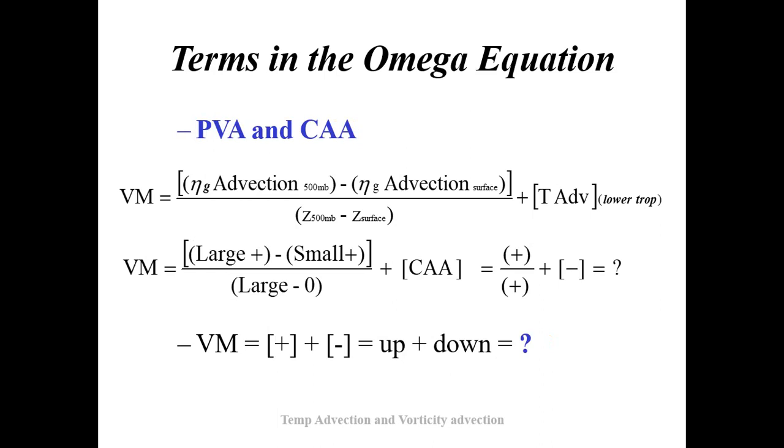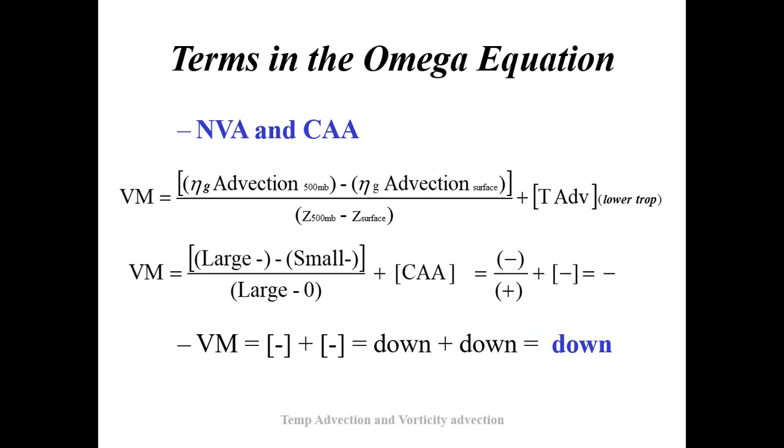If I have positive vorticity advection, PVA, and CAA, cold air advection, positive vorticity advection is going to indicate upward vertical motion. Cold air advection, however, is going to indicate downward vertical motion. So again, PVA and cold air advection offset each other, counteract each other. So I'd have to know more information. I have to figure out which is more dominant. If I have NVA and cold air advection at the same time in the atmosphere, NVA indicates downward vertical motion, and cold air advection indicates downward vertical motion, and that's going to result in downward vertical motion. So this is a no-brainer.